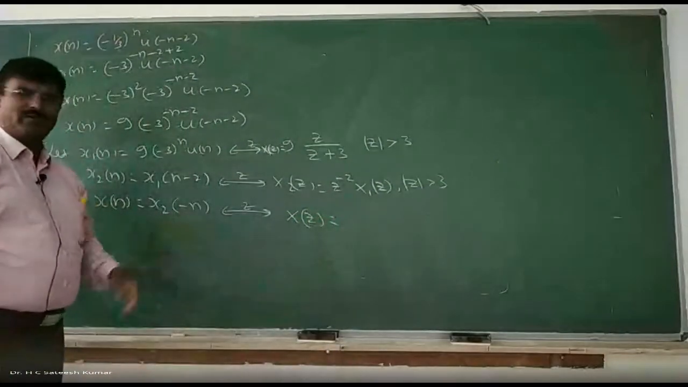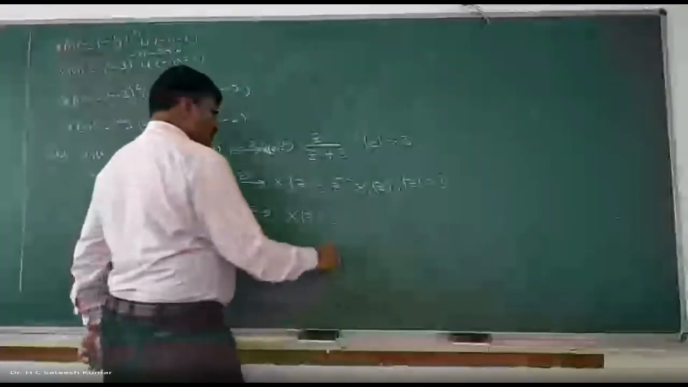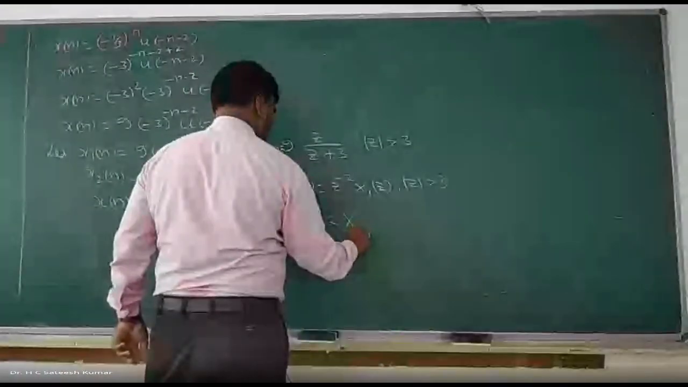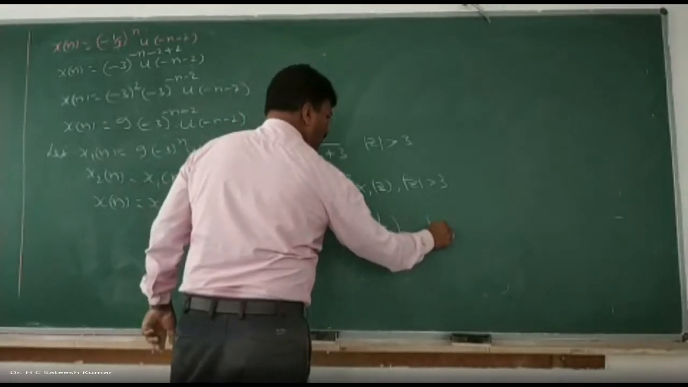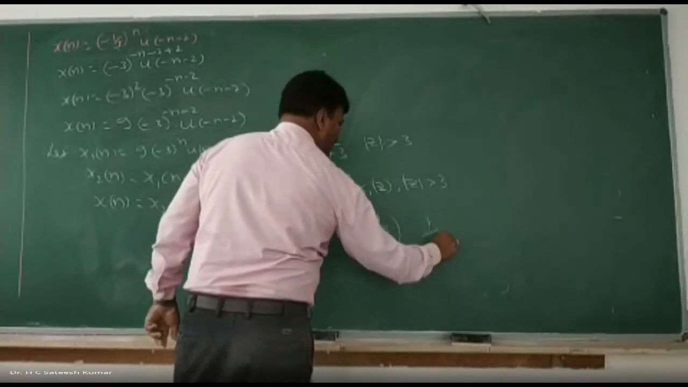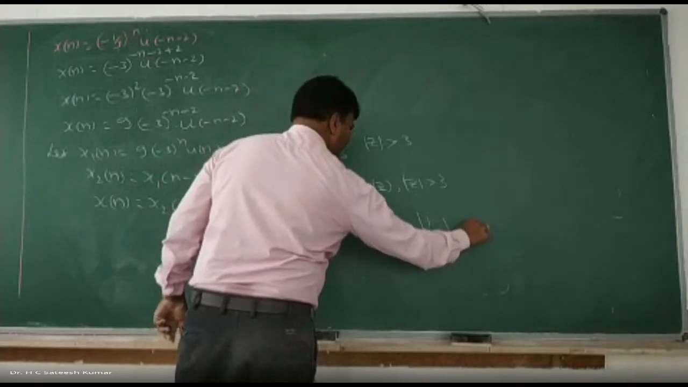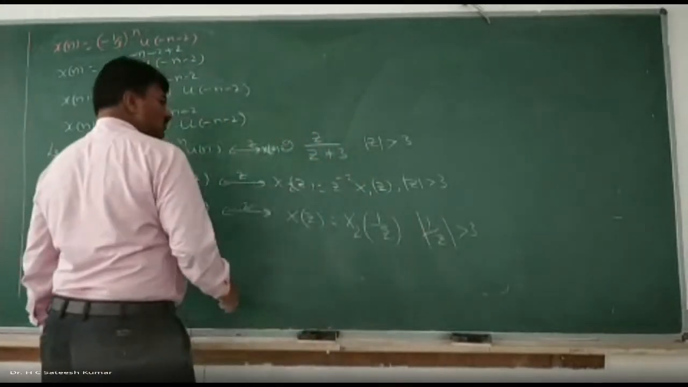What is X2 of minus n? Z transformation of X2 of minus n? By the time reversal property, X2 of 1 by Z with ROC, 1 by R1 we said. That is, magnitude of 1 by Z is greater than 3. So, therefore, what is that?